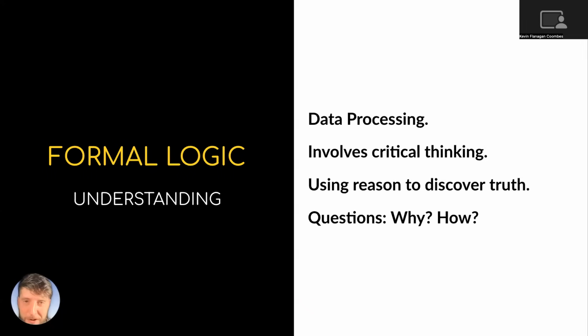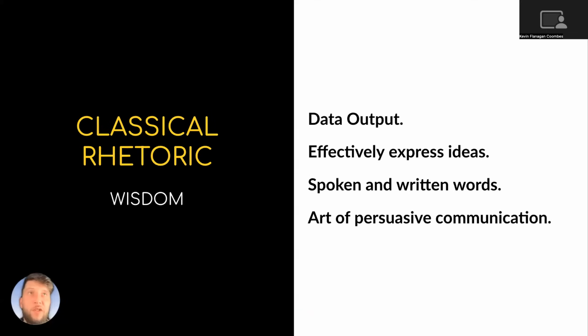So far we've covered general grammar, which is knowledge and answers the question of what. And we've had formal logic, which is understanding and answers the question of why and how. And finally, we're going to get to know this section quite intimately. We have classical rhetoric. And this can be summed up with the word wisdom. Classical rhetoric is the output of the data after the processing has taken place, after the reasoning has taken place, after the new or novel concept has been formed.